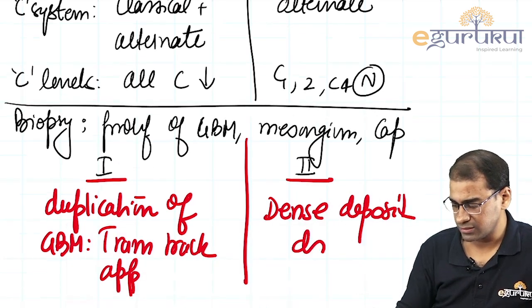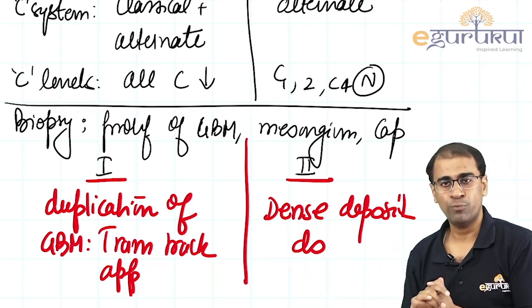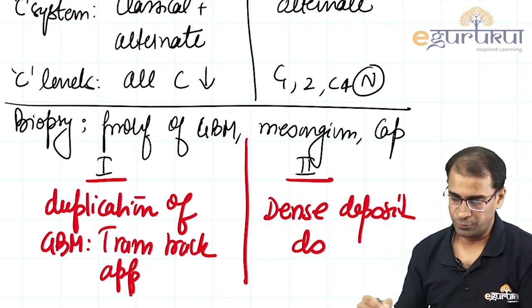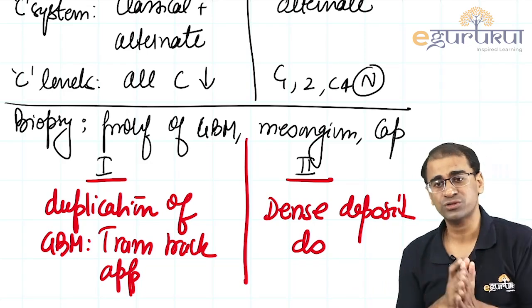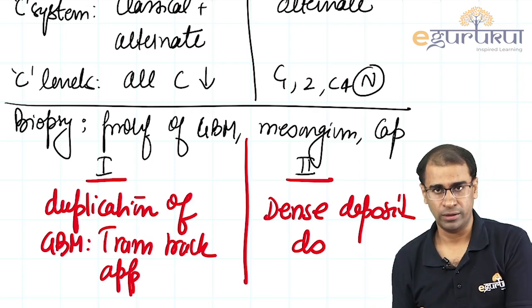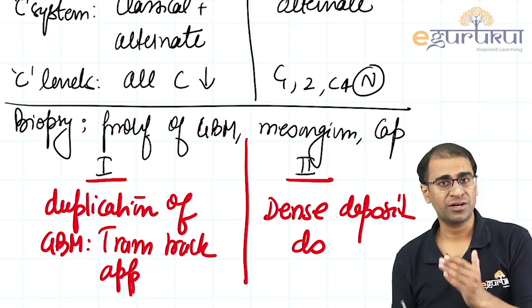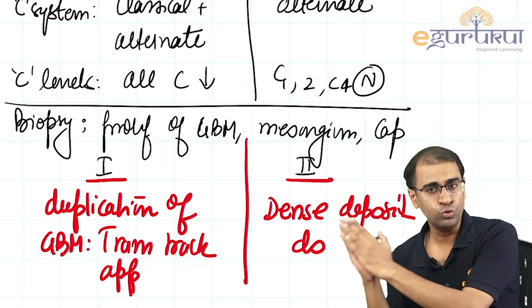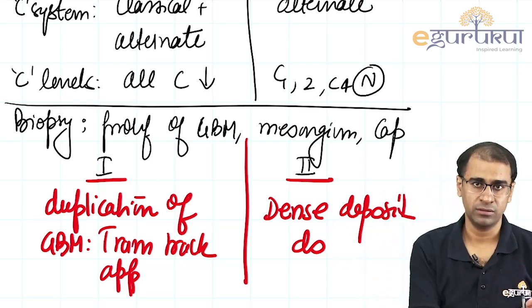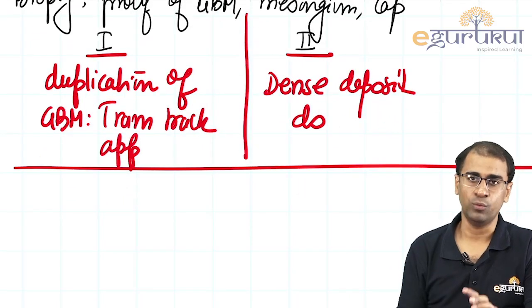You see dense deposit disease, okay, duplication of GBM in the type 1 and dense deposit disease in the type 2. If it is asked which of them has poor prognosis, type 2 has even more poor prognosis than the type 1. Both of them are steroid resistant, both of them recur in transplanted kidney, but prognosis of 2 is worse than 1, okay. Again repeat, prognosis of type 2 is worse than that of type 1.